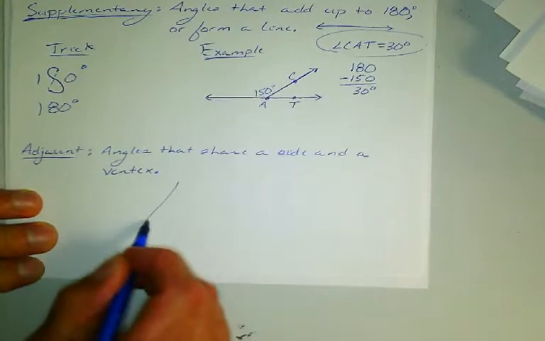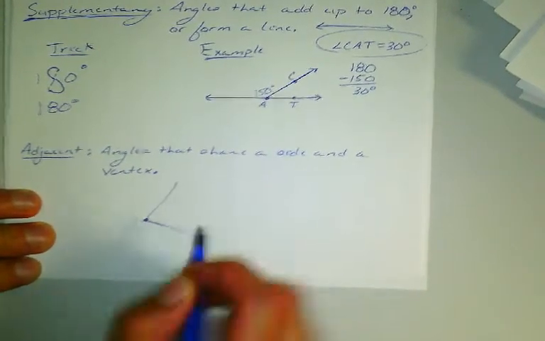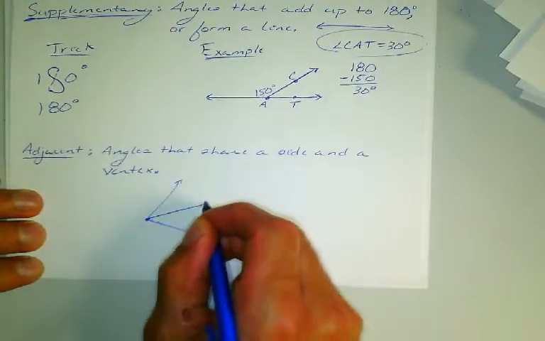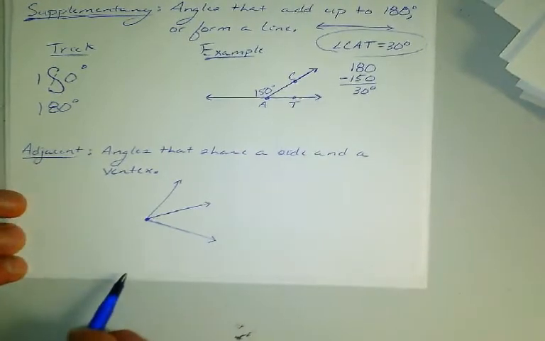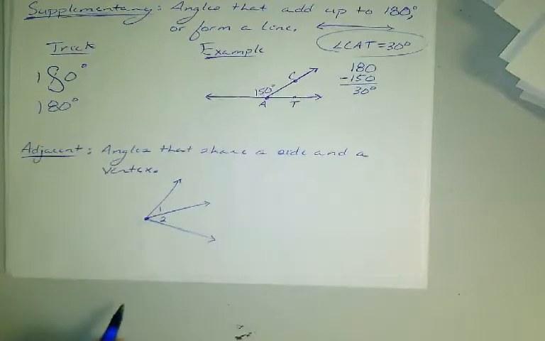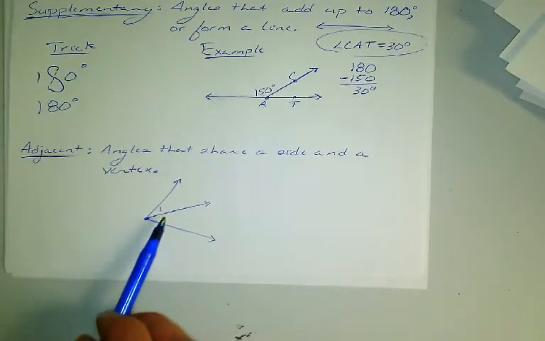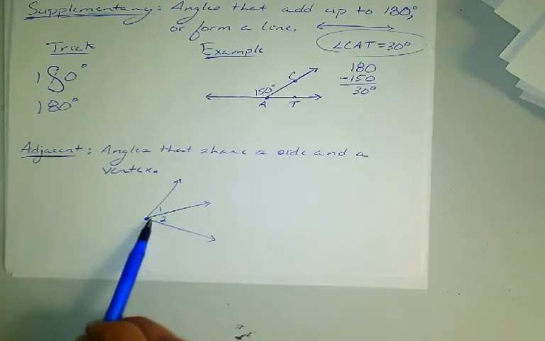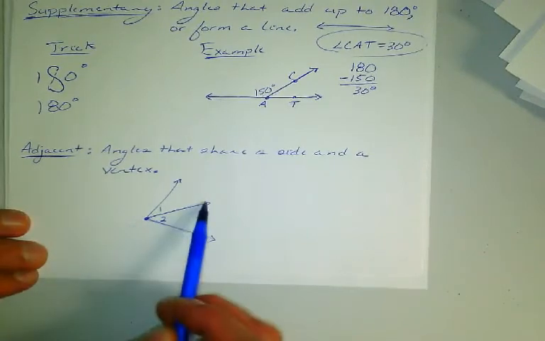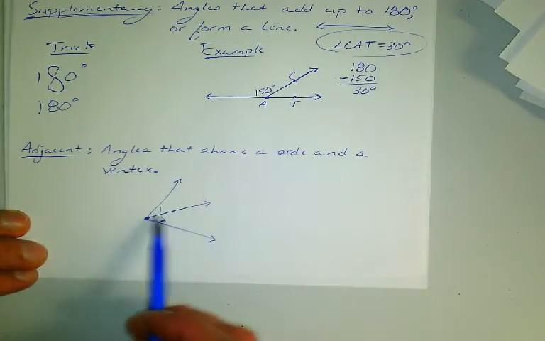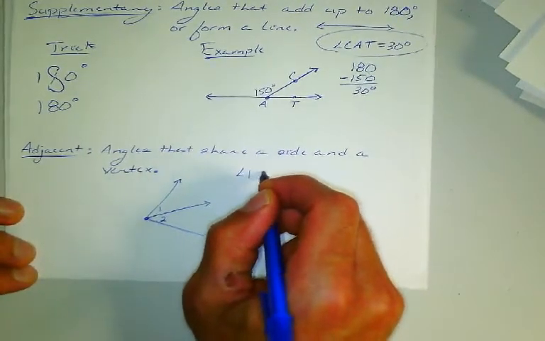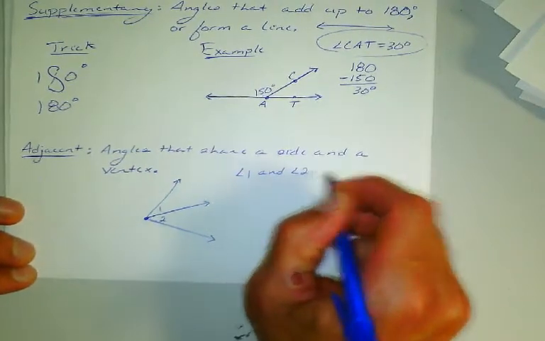So let's see how my freehand is. I just made an angle. There's a vertex. Let's add another line segment coming out of there. All right, so here we are. I'm going to call this angle 1 and this angle 2. Notice they are next to each other. They share a vertex, the point where the line segments come together. And they also share a side, this middle line segment coming out. So I would say angle 1 and angle 2 are adjacent.